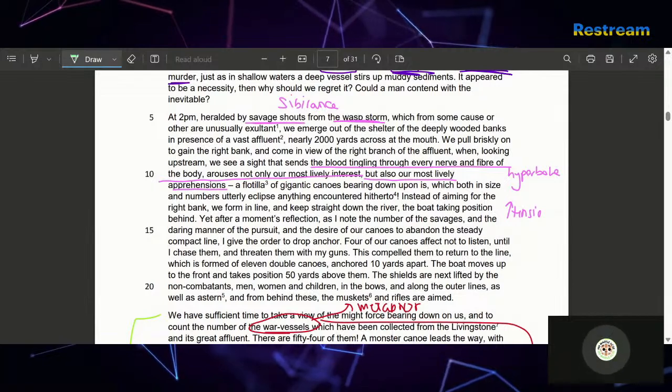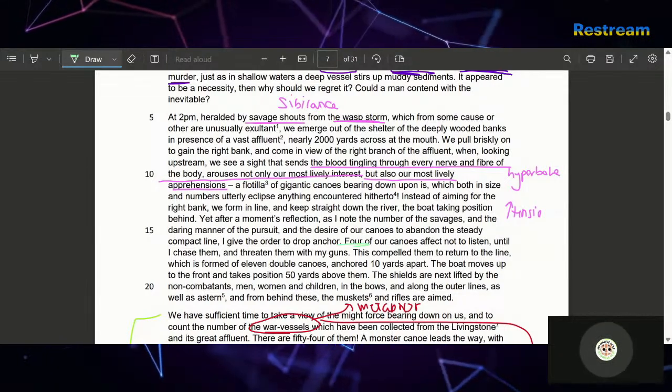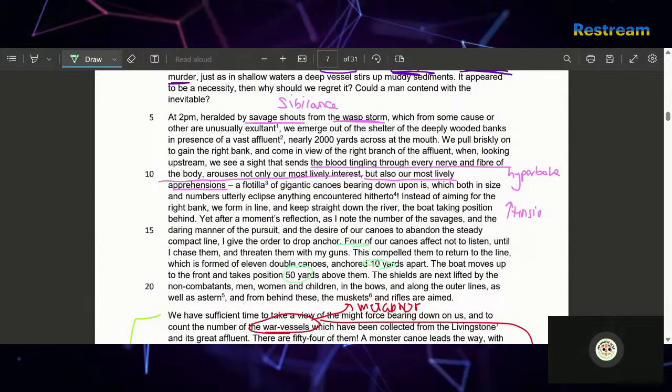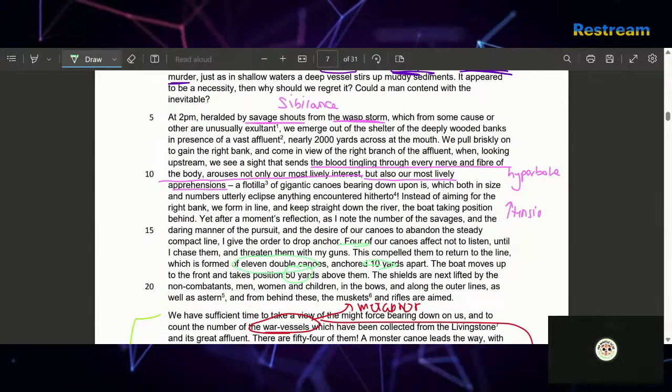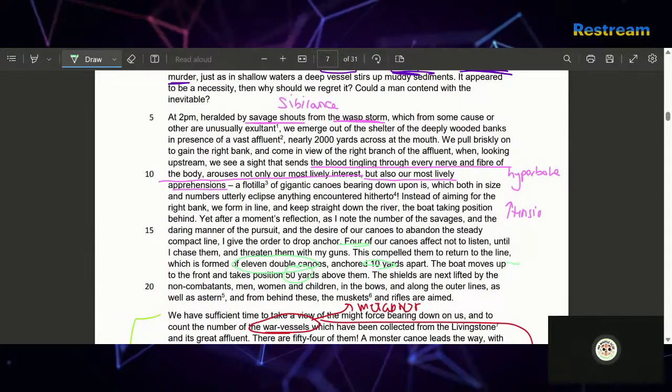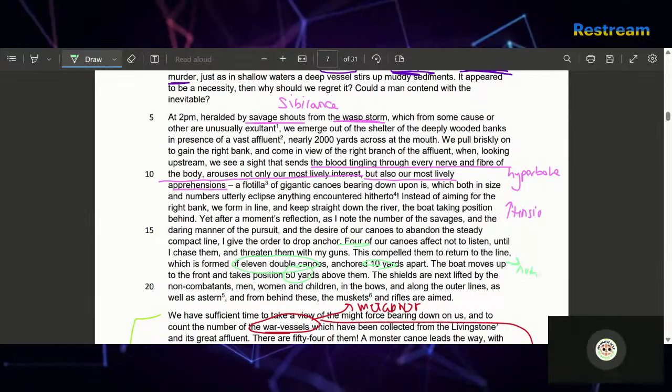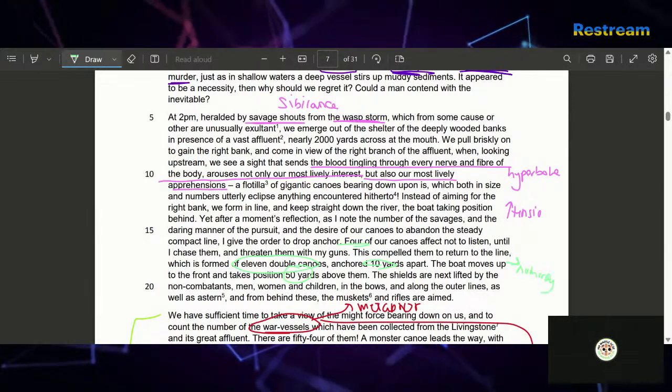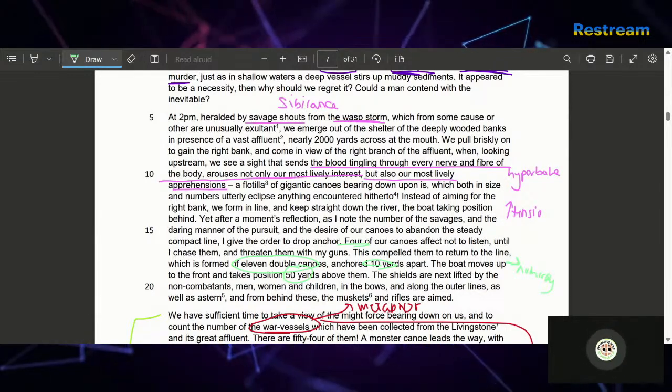So there's a lot of numerical values here. Four of our canoes, 10 yards apart, 50 yards apart, 11 double canoes. It's very overbearing, the sense of numeracy and numbers and how there's a specific amount of things.